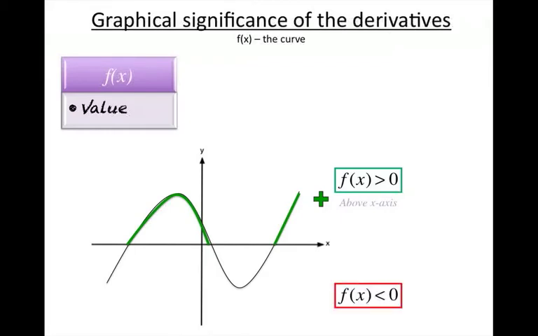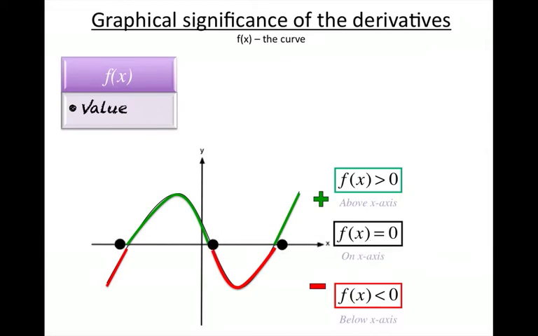Therefore, where's f of x less than 0? Well, that's just where it's below the x-axis. That's where the value, keyword, is less than 0, or where the value is negative. So it's these lines there. And finally, where's f of x equal to 0? So where's the value of the curve equal to 0? Well, simply where it's on the x-axis. So it's going to be these 3 points over there.